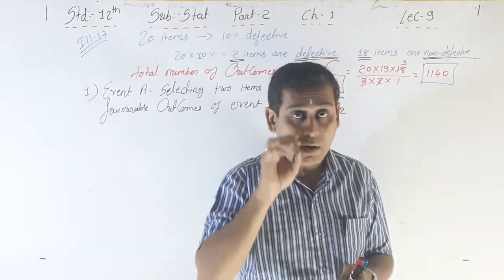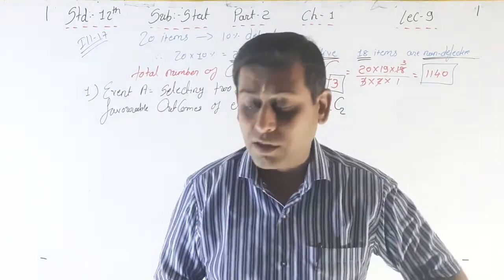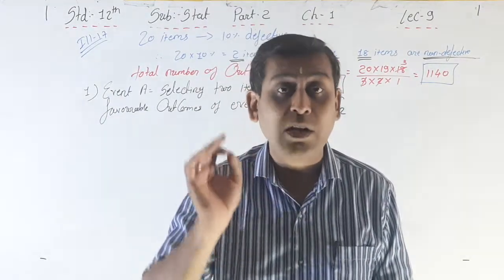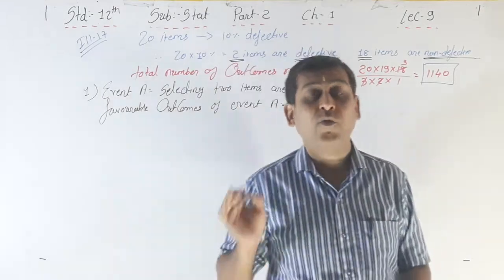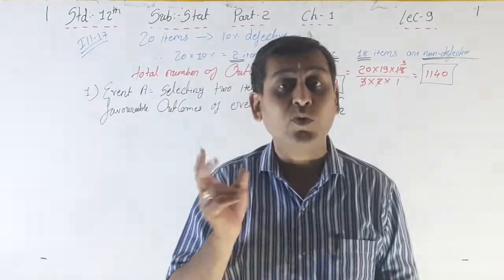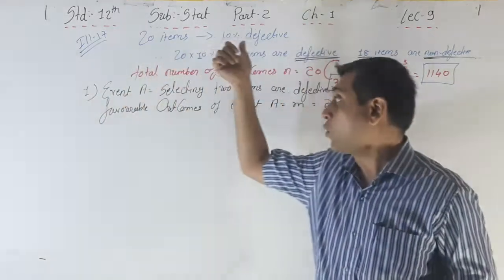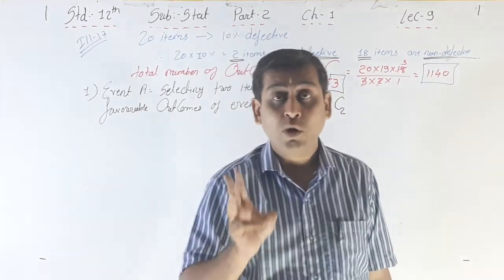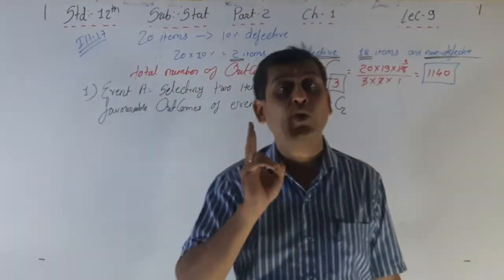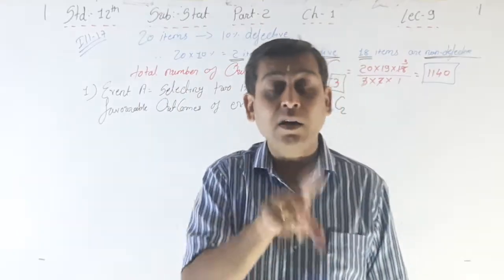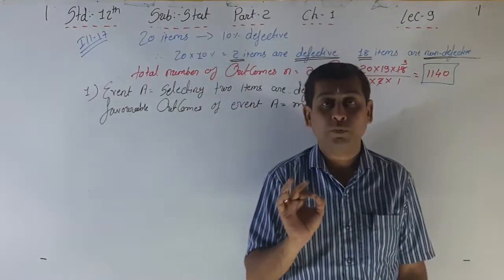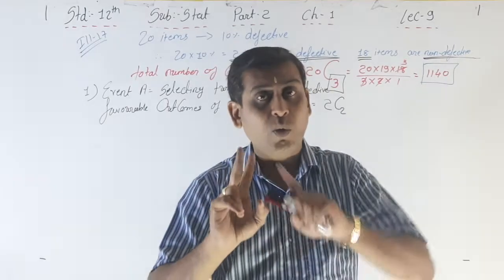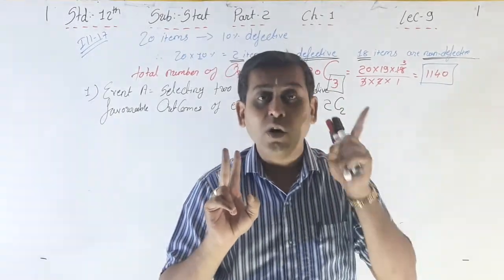Total items we have to select is 3, but in the event only 2 items are said to be defective. The remaining one is compulsorily non-defective. The condition given for event A is that we have to select 2 items which are defective, but in the main question we have to select minimum 3 items from 20 items. So event A said that you have to select 2 items that are defective. It means the other one is non-defective. It is indirectly said that 2 items are defective and then 1 item is non-defective.